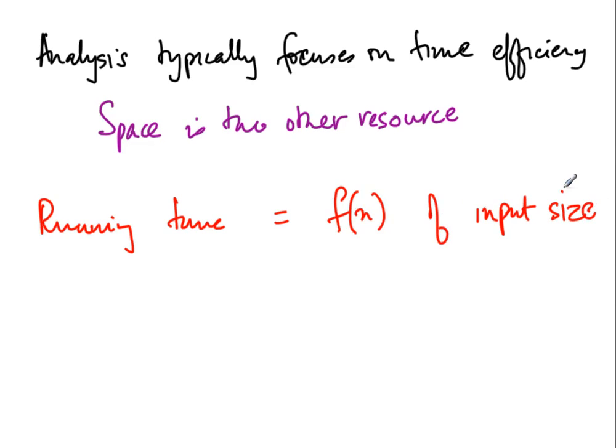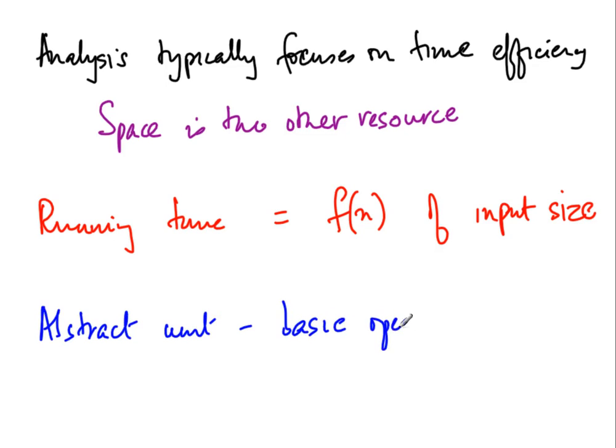So we cannot talk about an absolute efficiency of an algorithm. We can only talk about how efficient it is on a given input of that size. The same algorithm for different sizes will obviously take different times, but we want to see how the behavior varies as a function of the input size. And the final thing that we saw is that we want an abstract unit, some kind of basic operation to report our answers.